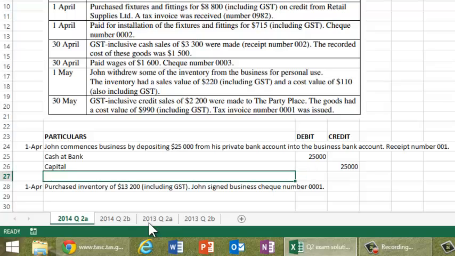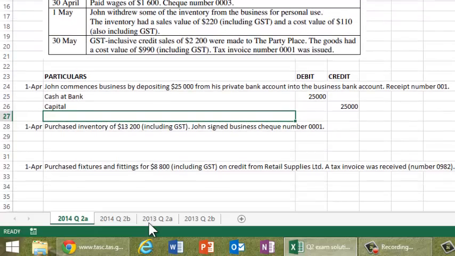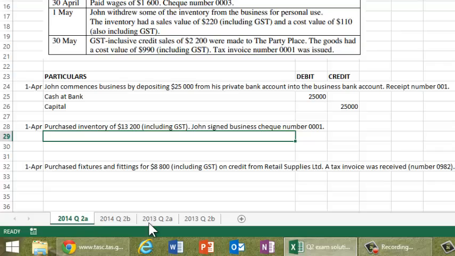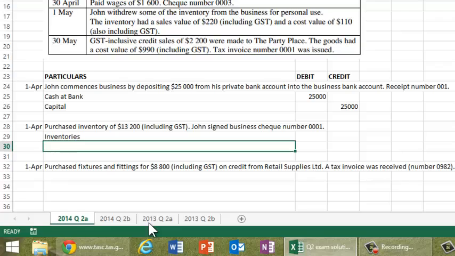The next entry, also on the 1st of April, we purchased some inventory, $13,200. We have got the complication of GST. It doesn't say bank, but the fact that it says check number 0001, that implies that we've used cash at bank. So let's make a start. So the three accounts that I need is inventories. Whenever I buy something that has got GST in it, I'm going to get a rebate back from the government.